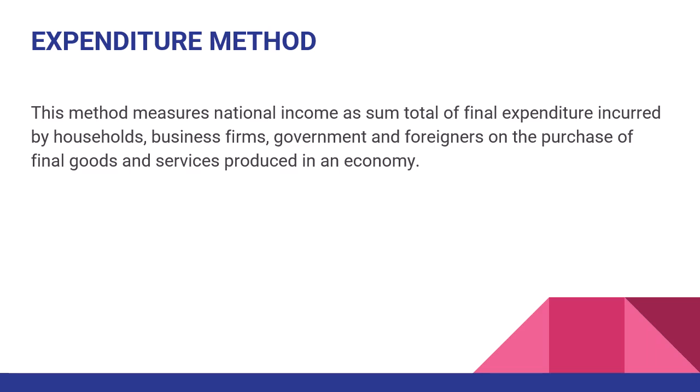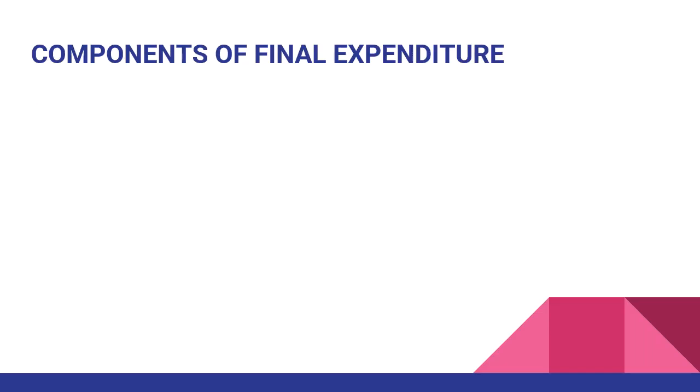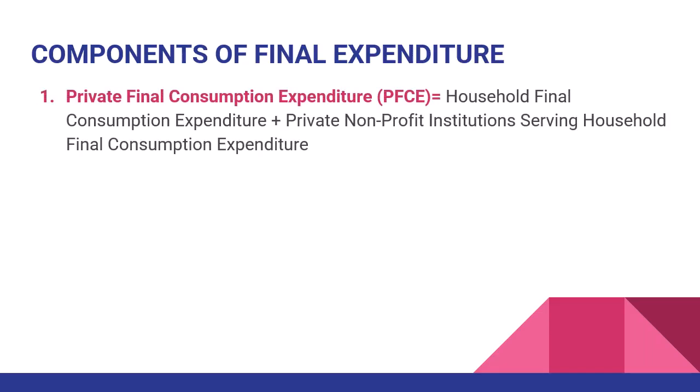So the formula is GDP MP is equal to private final consumption expenditure plus government final consumption expenditure plus gross domestic capital formation plus net exports. Now we are going to discuss all these components in detail. So first is private final consumption expenditure. Now this is the expenditure incurred by household on various consumption goods and services.